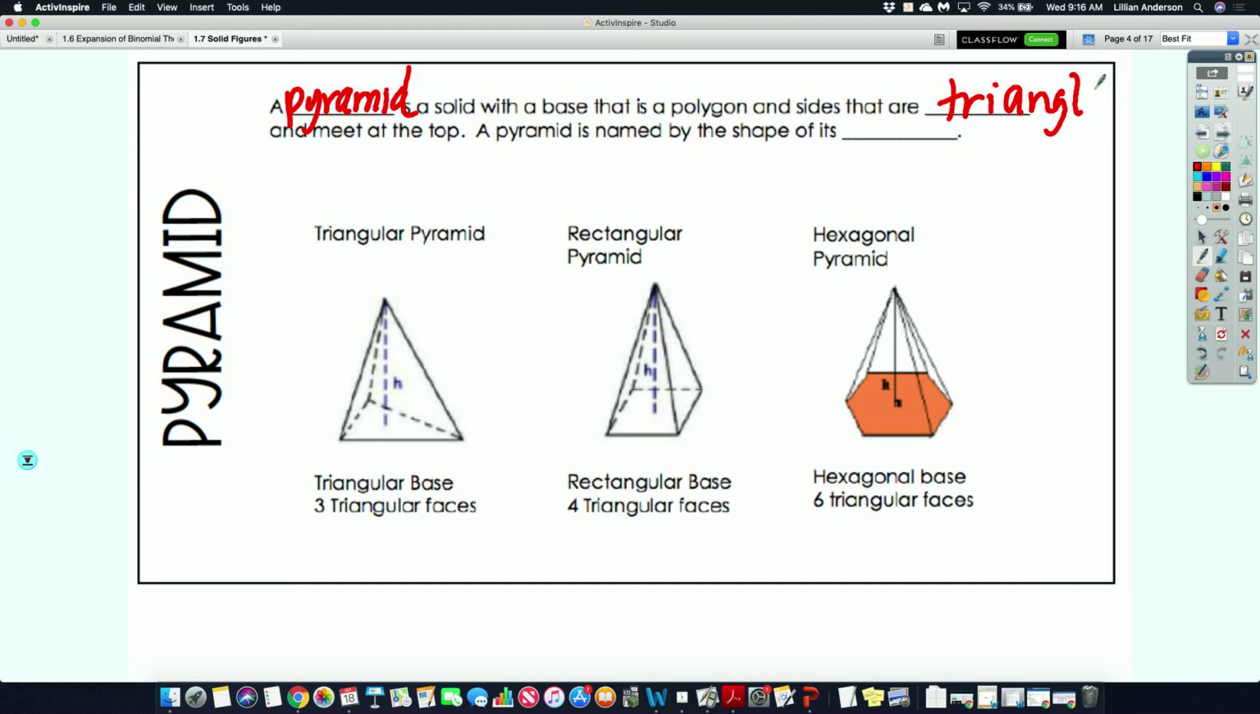That top point is called an apex. That top point of each one of your pyramids is called an apex. Okay, and two, just like a prism, a pyramid is named by the shape of its base. Okay, so it's a triangular pyramid or a rectangular pyramid, a square pyramid, etc.